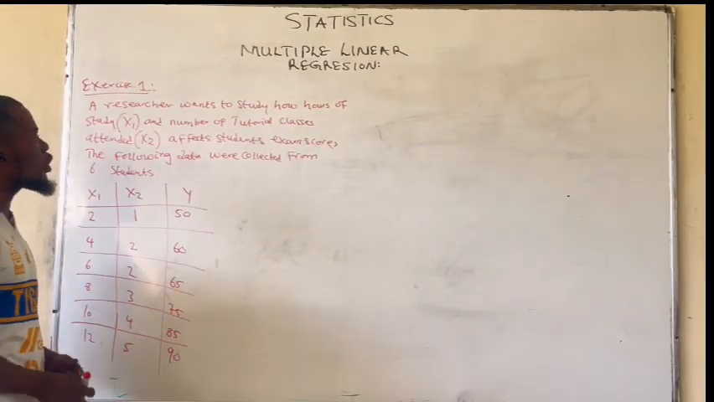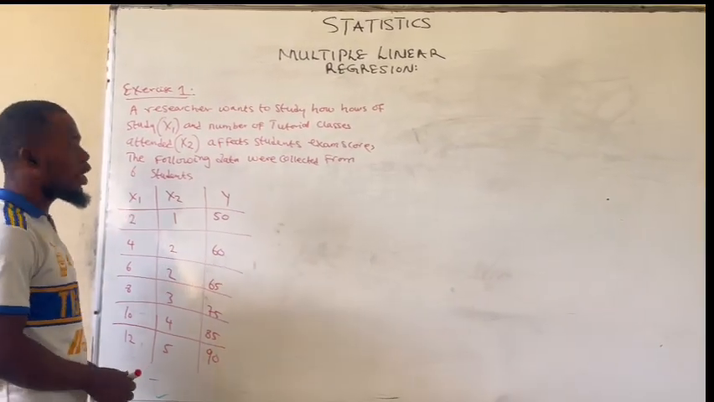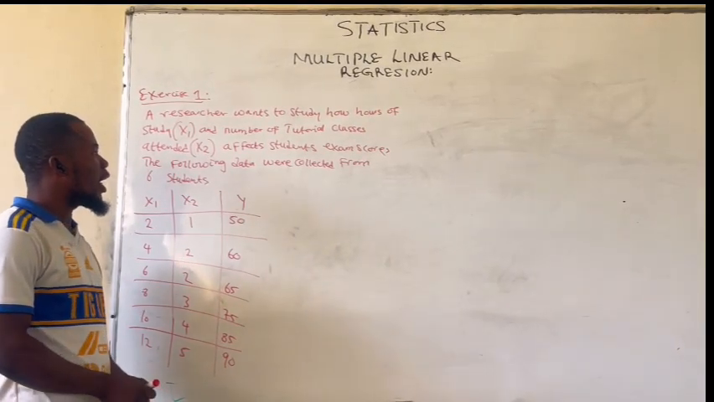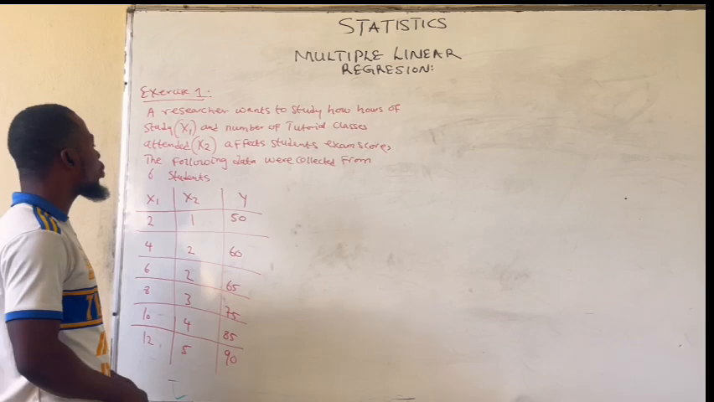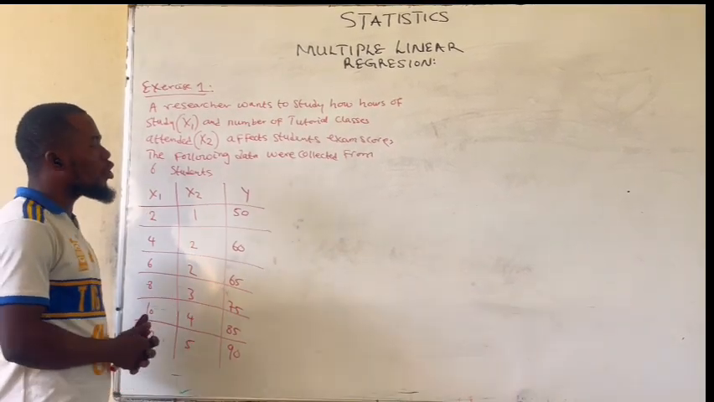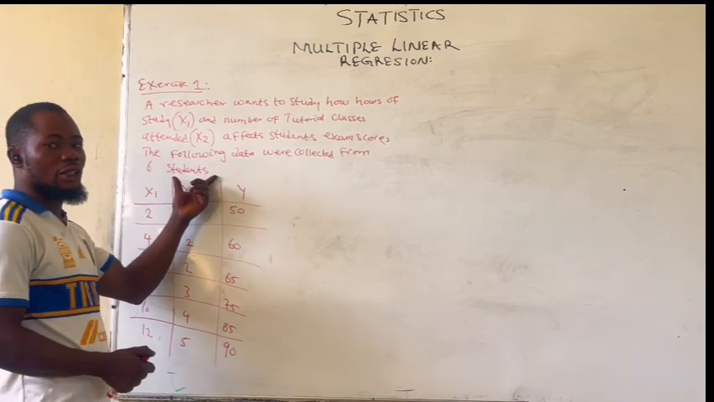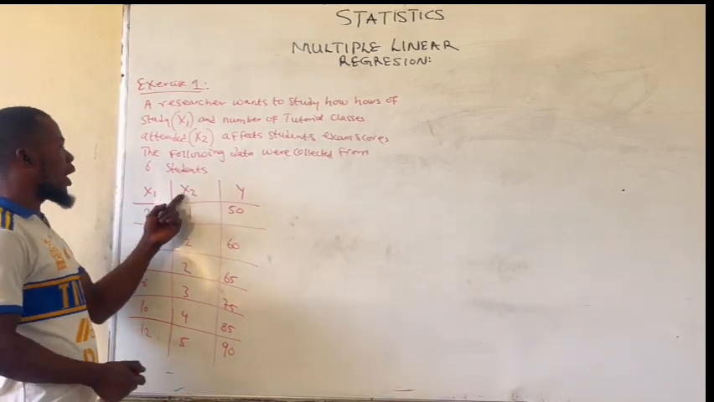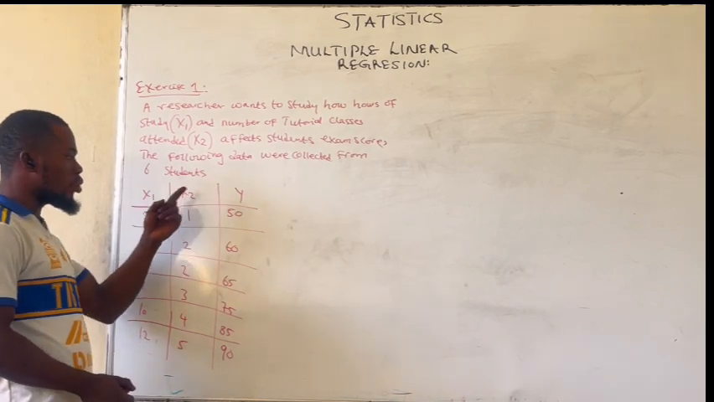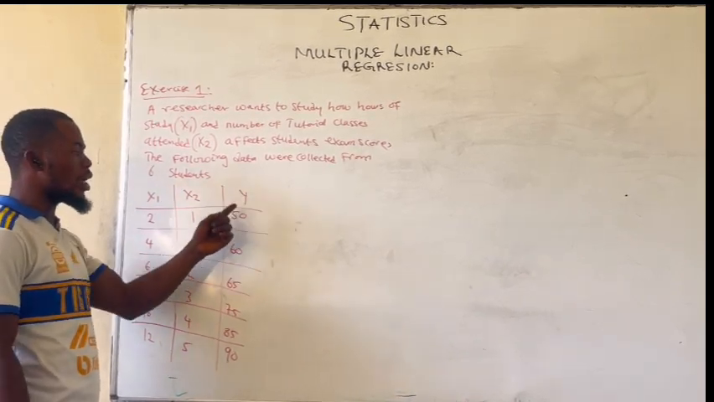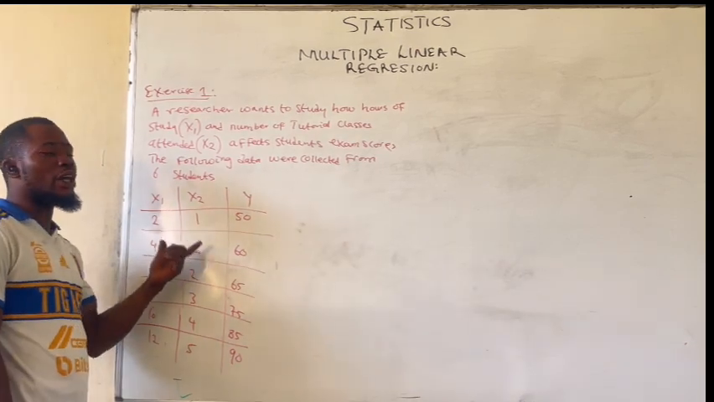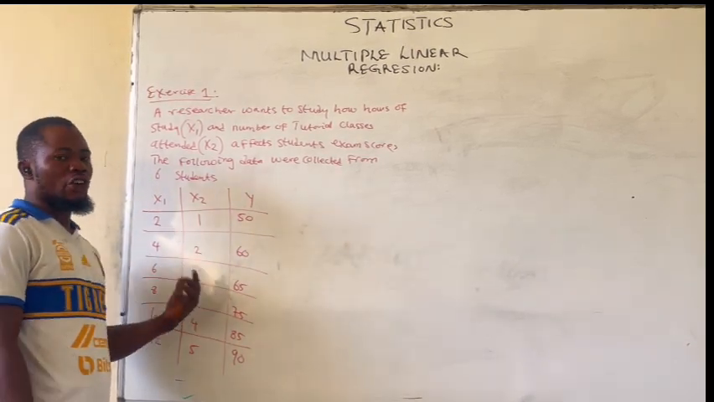This is an exercise. A researcher wants to study how hours of study, x1, and number of tutorial classes attended, that is x2, affect student exam score, y. The following data were collected from 6 students. This is our x1, this is our x2, and this is our y. x1 is our independent variable, x2 is our independent variable, and y is our dependent variable. We say that anywhere we have more than one independent variable, we have to use multiple linear regression.